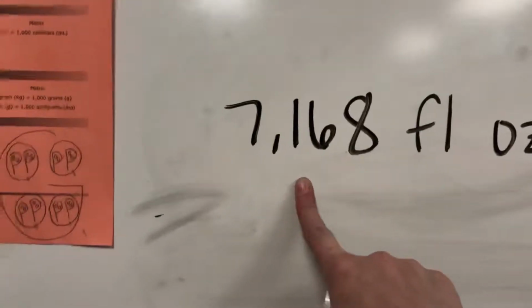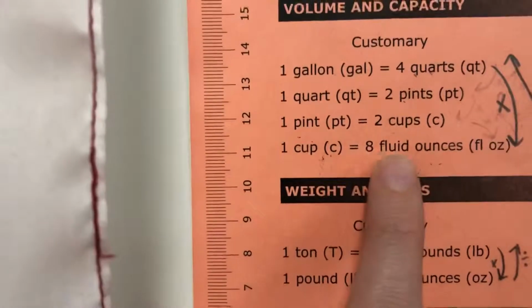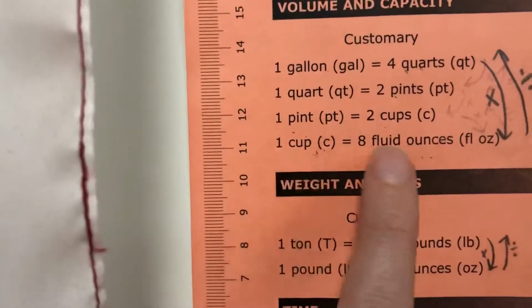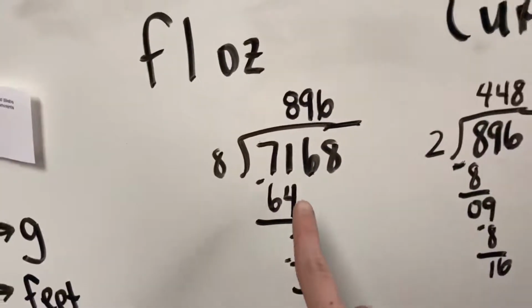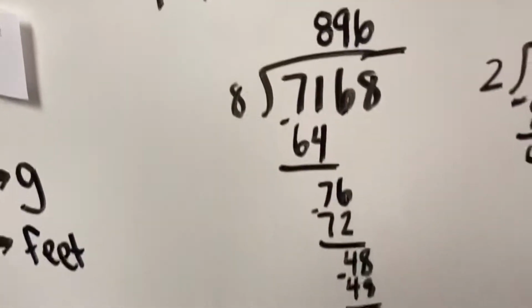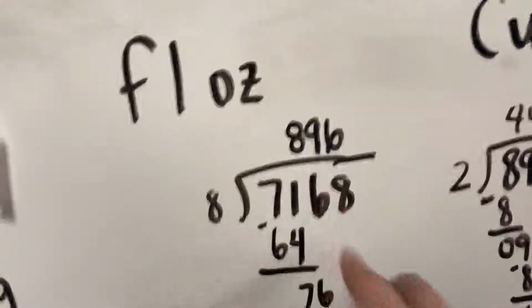So I have 7,168. Again, I'm going from a fly to a horse, so I'm going to divide. Well, what do I divide by? If I'm going from fluid ounces to cups, I need to divide by 8. That's the number on the right. That's what I was telling them. 7,168 divided by 8. When I do all my math, I get 896.